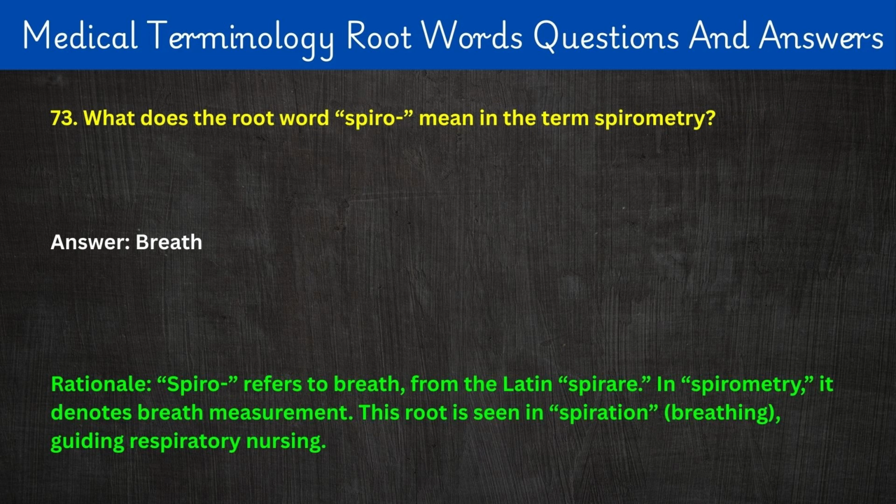73. What does the root word spiro- mean in the term spirometry? Answer: breath. Rationale: Spiro- refers to breath, from the Latin spirare. In spirometry, it denotes breath measurement. This root is seen in spiration, breathing, guiding respiratory nursing.